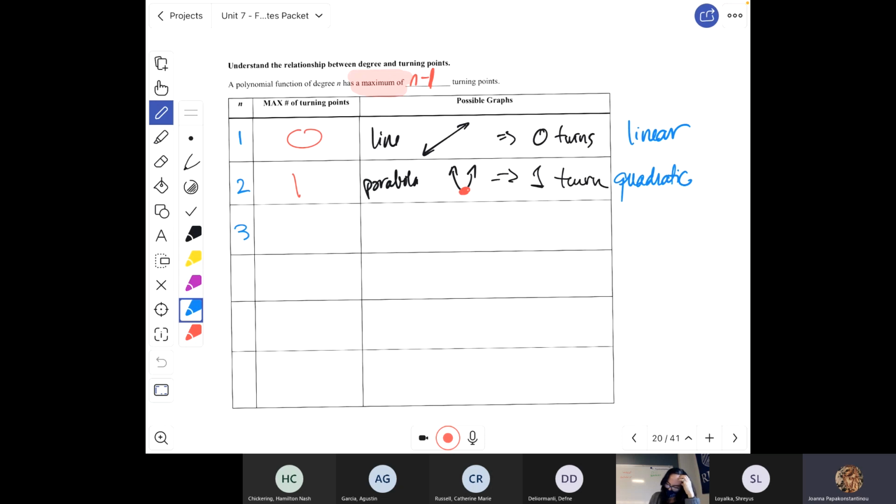Okay, what if it's degree 3? What are we looking at? It is cubic, yeah. At most 2 turns, but it can have less. So it can be a parabola? No, it cannot. How can it have less? It can be like this, y equals x cubed.